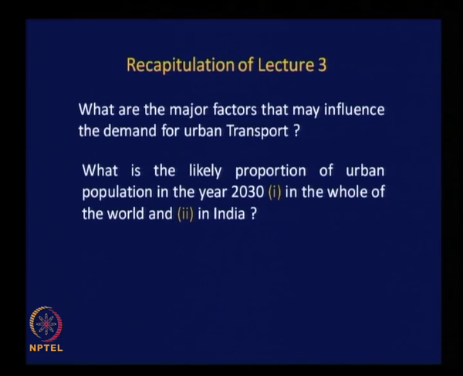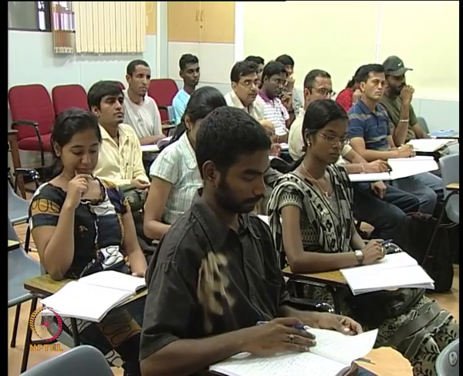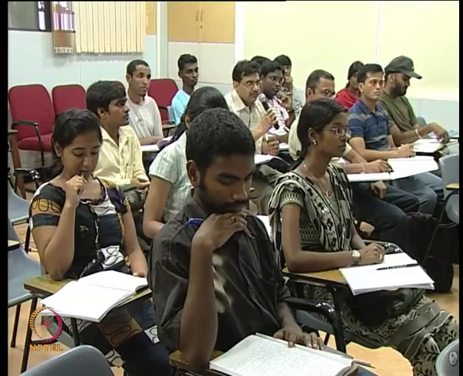The next question is this: what is the likely proportion of urban population in the year 2030 as per United Nations population statistics in the whole of the world and in India, based on your own perception? Any response? Yes. 60% in the world and 47 to almost 50% in India. Good answer. It is expected to be about 61% in the case of the whole of the world, and as far as India is concerned, about 45 to 50% of Indians are going to live in cities and towns in the year 2030.